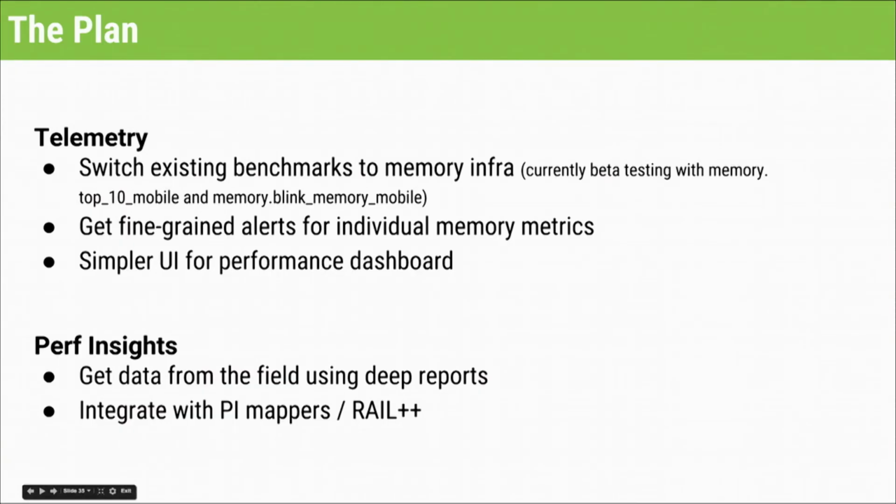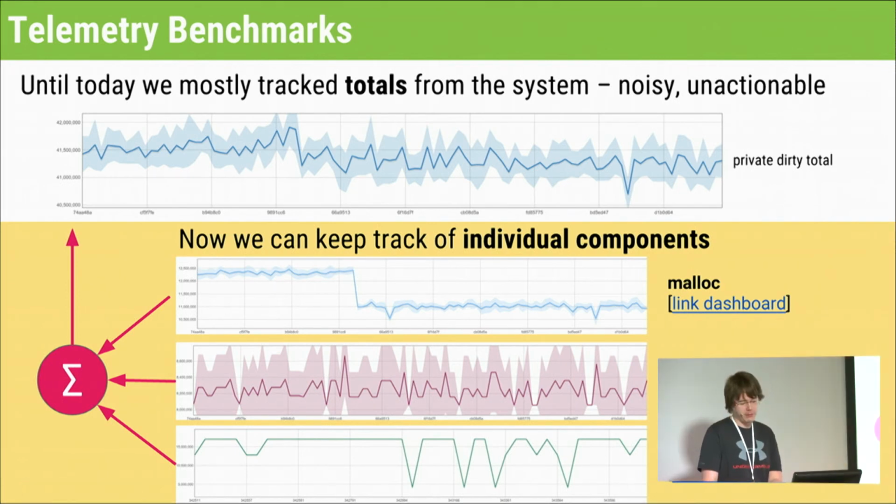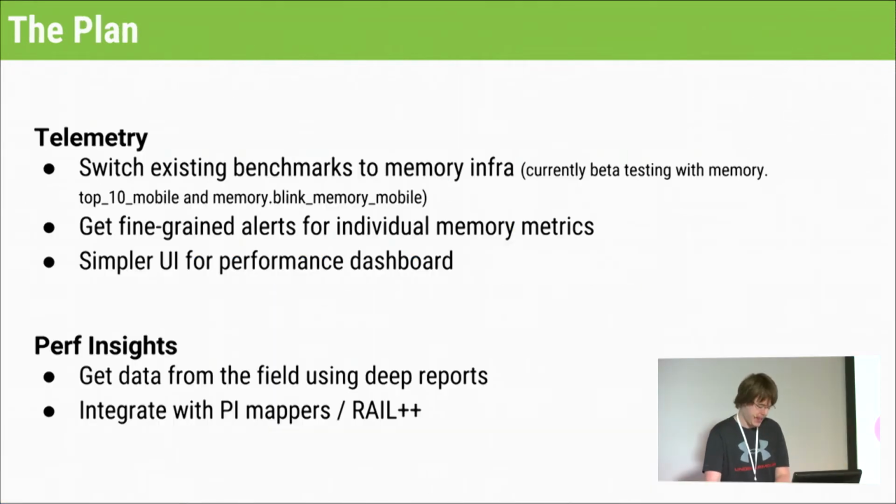Okay, right. And so that's how you can get the data from, or how you will shortly be able to get the data from telemetry. And so what's the plan now and for the future? So in telemetry, we want to switch all existing benchmarks to use memory infra for the reason that I just described. So it's to reduce noise and to improve actionability. And that is currently being beta tested already.